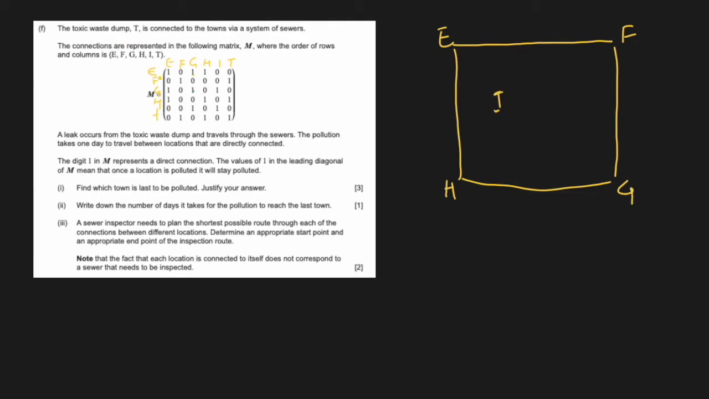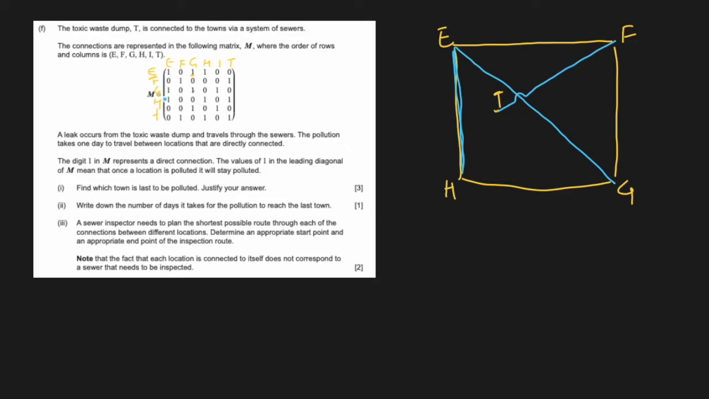Right? Now they're saying that E is connected with G because there is 1 here, and H. So let me connect E with G. That means it's a diagonal of this particular square, and E is also connected with H down there. So these sewer lines are there. F is connected with F itself, and T. So F is connected with F and T.